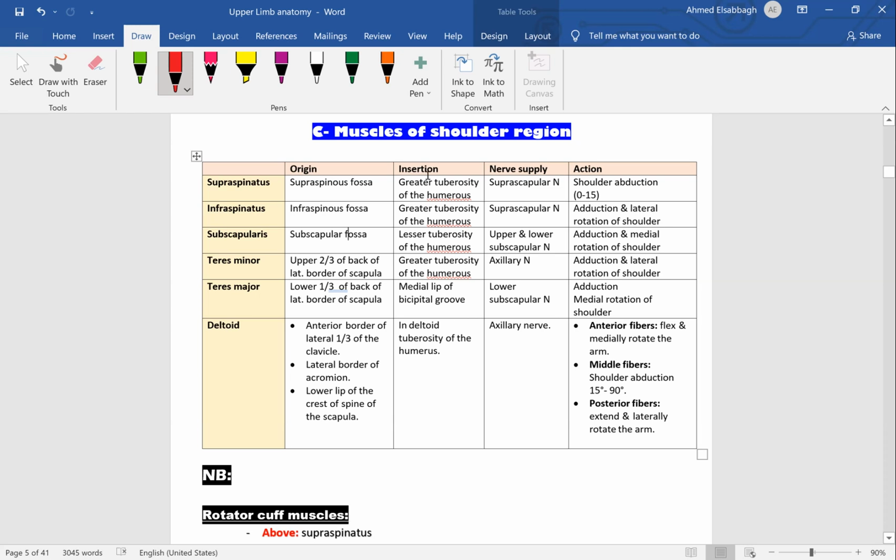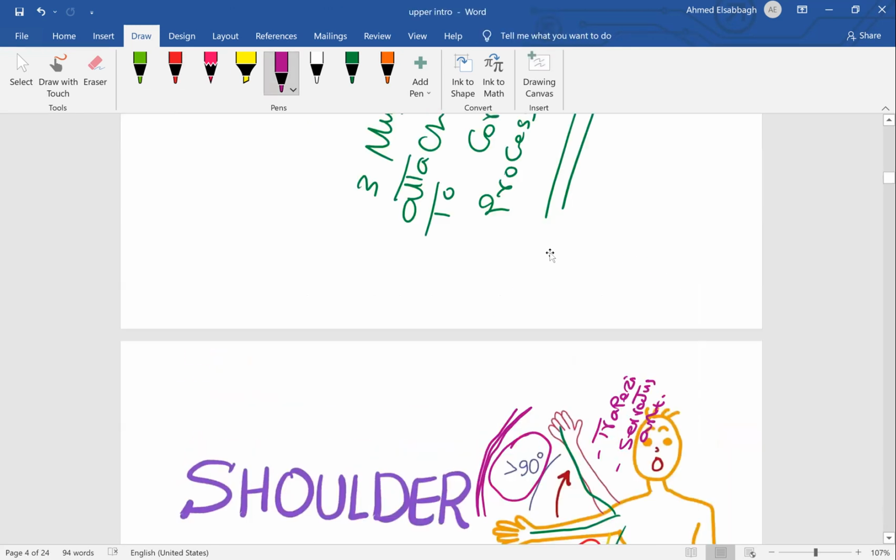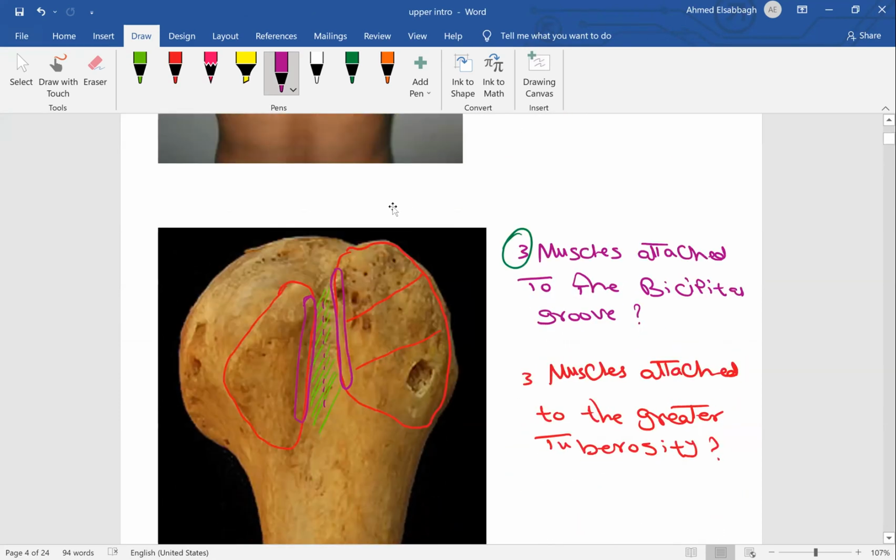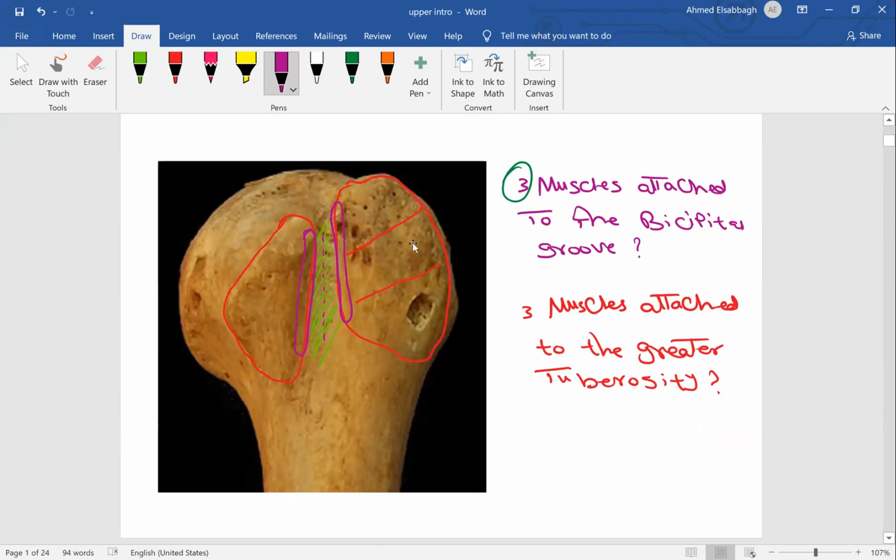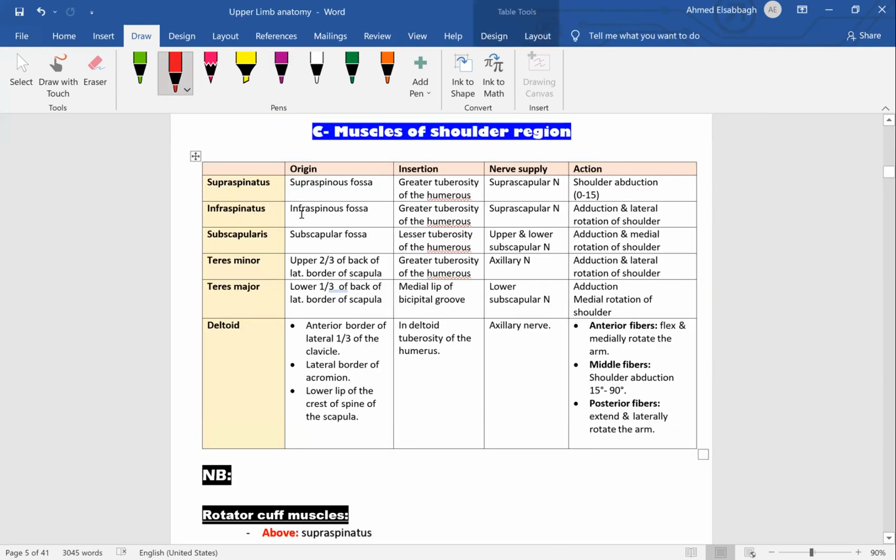Excellent. The insertion. I told you before that the greater tuberosity has 3 muscles attached to it. This question, the second one, 3 muscles attached to the greater tuberosity. The 3 muscles are in this table. They are supraspinatus, infraspinatus, and teres minor. Supraspinatus, infraspinatus, and teres minor.